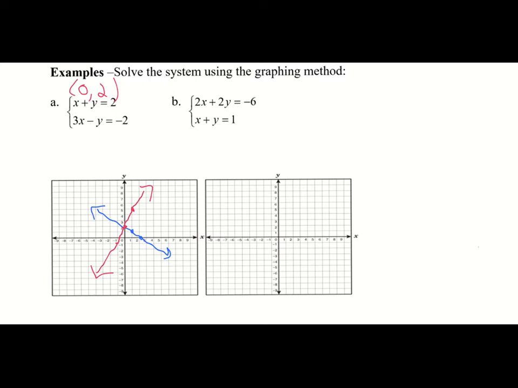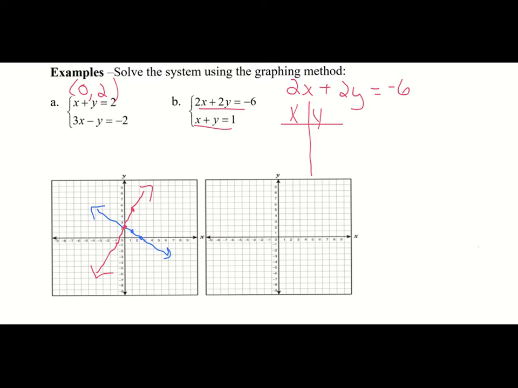Okay, so now let's look at B. We're going to graph this equation, and our first equation is going to be 2x + 2y = -6. And again, I'll make a t-chart. And I'm going to try to just do 2 ordered pairs. You can graph a line with 2. I usually say try 3 for insurance purposes to make sure you're doing it right. But for now, we're going to do 2.